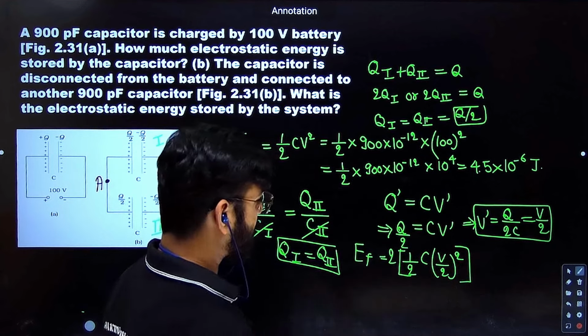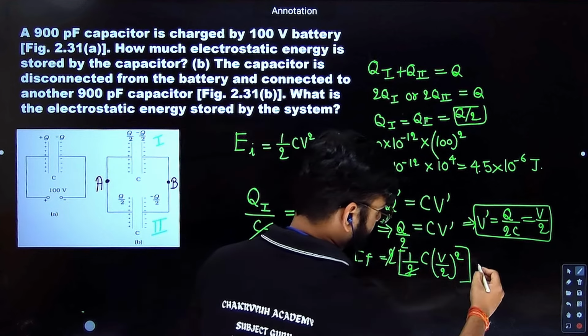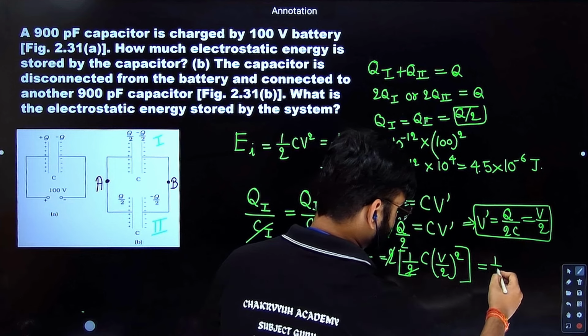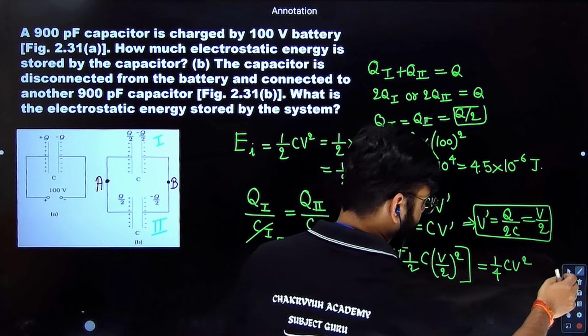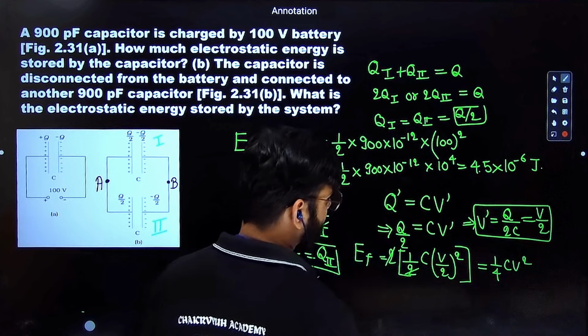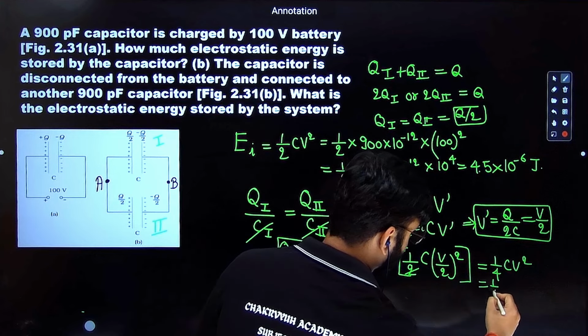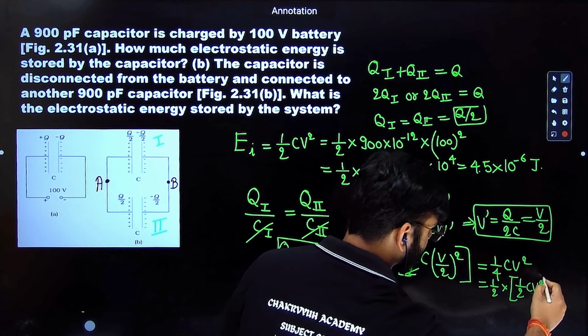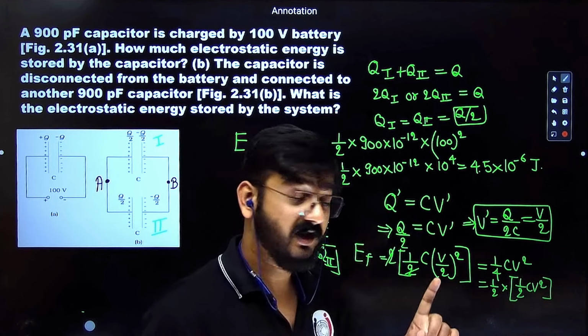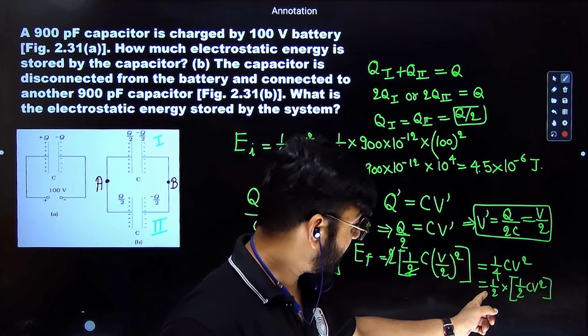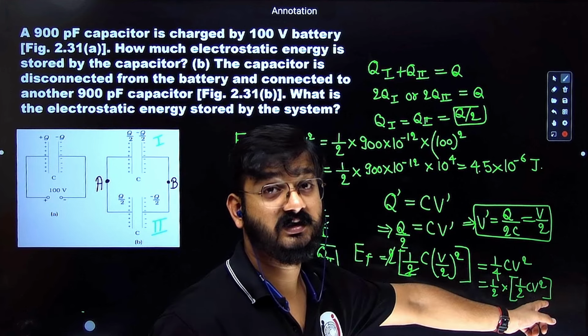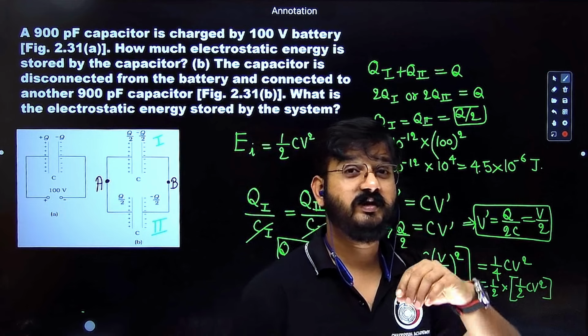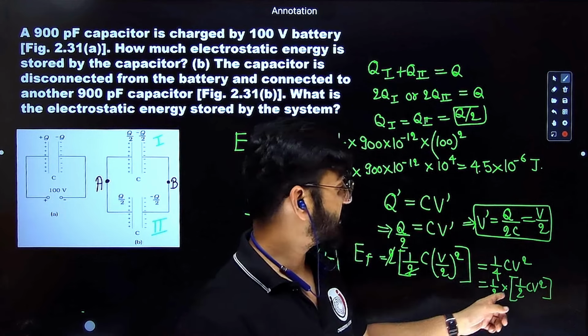So simplify this. 2 and 1 by 2 gets cancelled. So what do you get? 1 by 4 CV square, correct? So what can we write this as? 1 by 2 times of 1 by 2 CV square. If you observe, our final energy is half times the original energy. So if they ask you what is the ratio between initial and final, energy is becoming half.